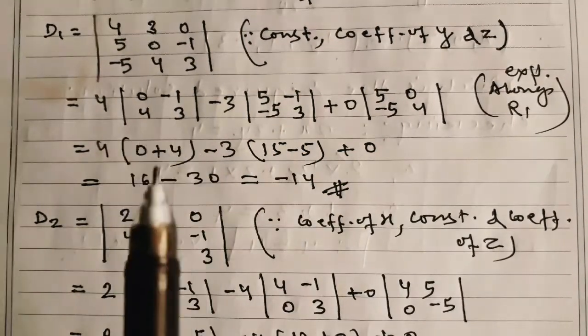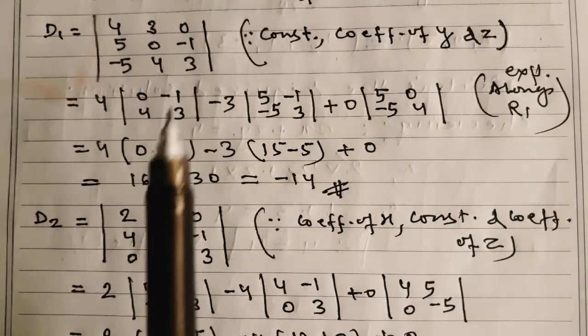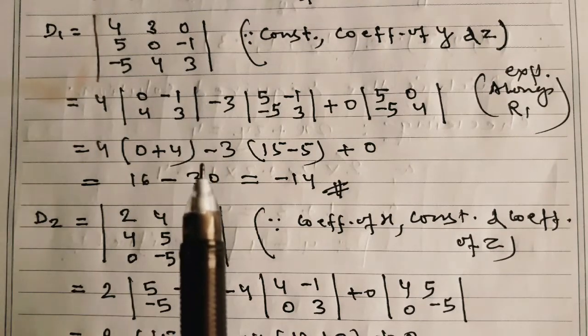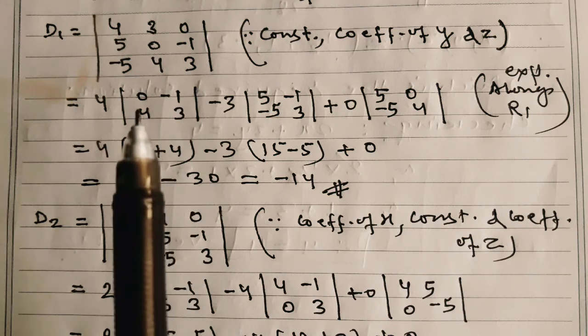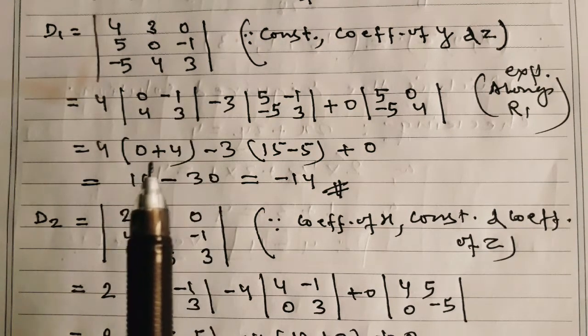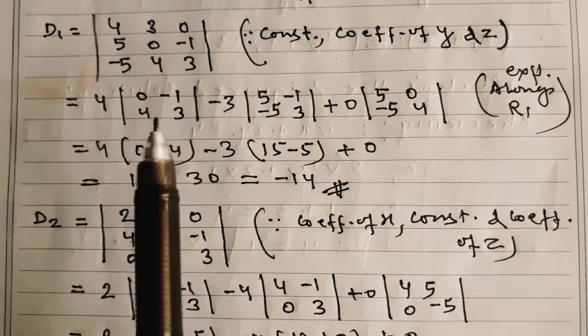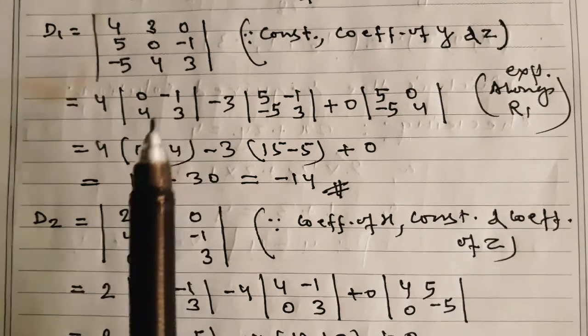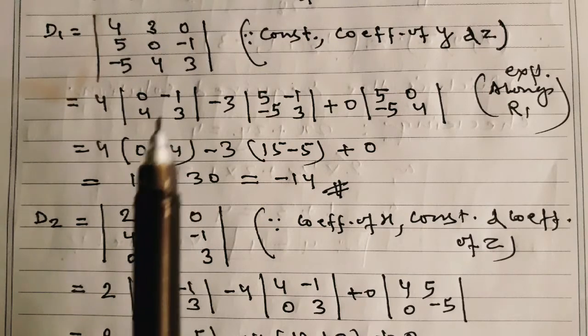Now 0 into 3 0 plus minus minus plus 4 into 1 4. While finding determinant, we have to take the difference between the cross products. 0 into 3 0, then minus, but again we have got minus. When we multiply 4 and minus 1, we'll get minus. So minus minus plus 4 ones are 4.